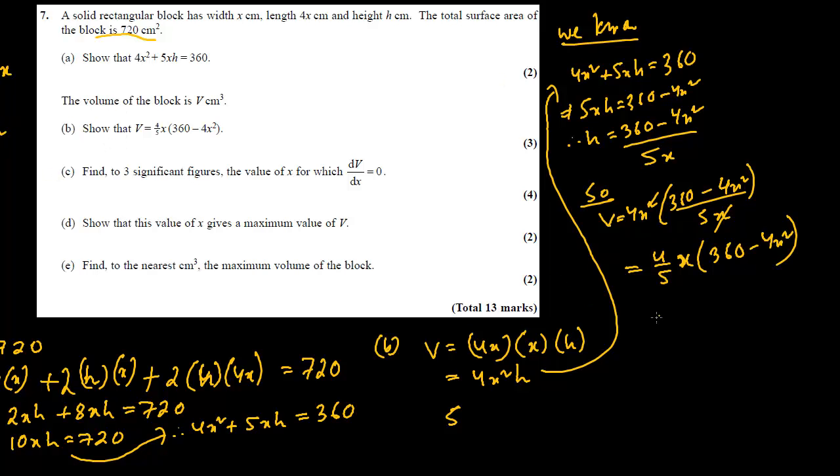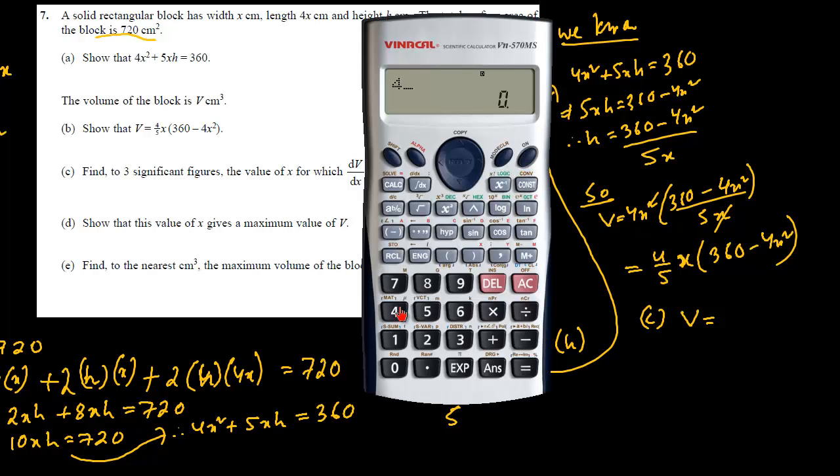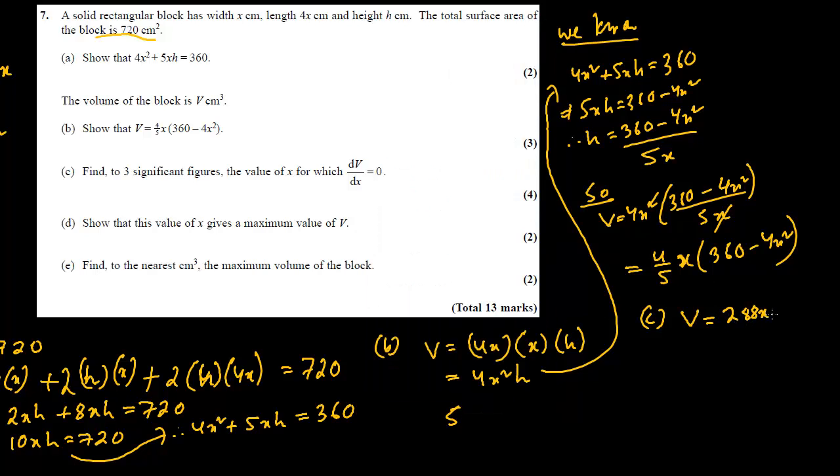This is also done. Now question number C, we have to find the value of x for which dv by dx equals 0. This is the rule. At the turning point, the derivative is 0. So let's write down v in simpler terms. So 4 by 5 x into 360 is going to be, let me see this. So 4 into 360 divided by 5, and that is going to be 288x minus, we have 4 fours are 16 by 5 x cubed.